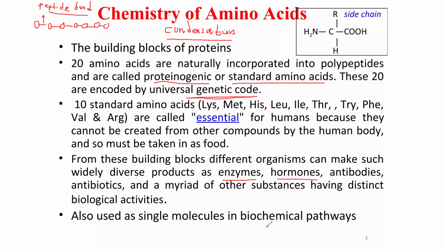Some of these amino acids can be used as a starting or raw material for biochemical pathways. For example, if you want to synthesize melanin, the melanin synthesis starts with tyrosine. Therefore, the pathway of melanin biosynthesis starts with tyrosine, and tyrosine is an amino acid. So it can be used as a signal molecule in biochemical pathways.